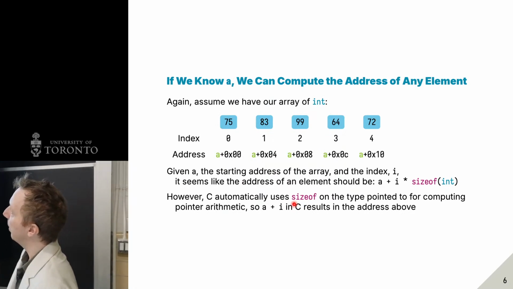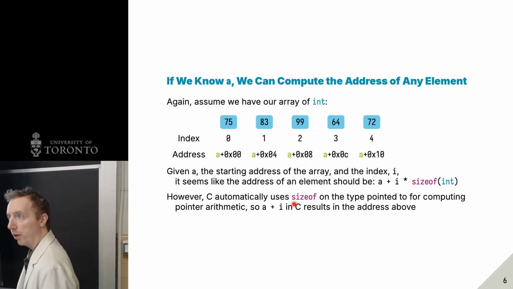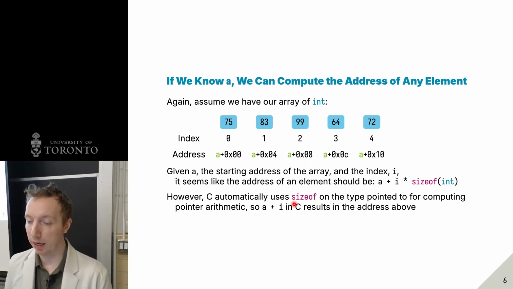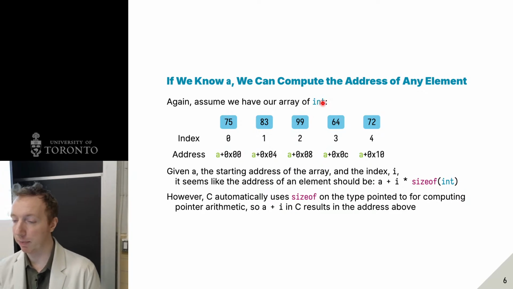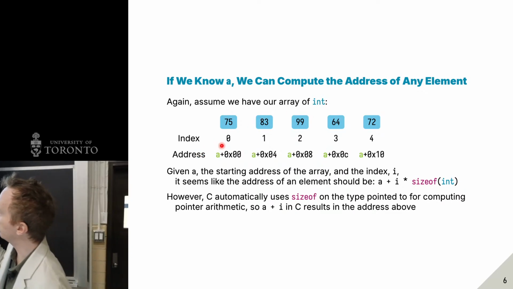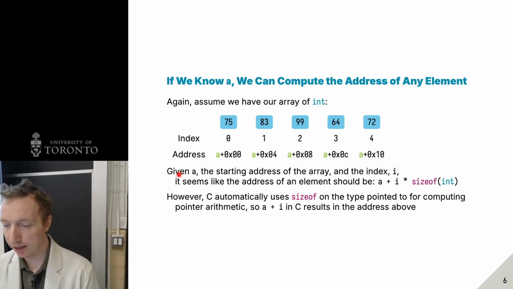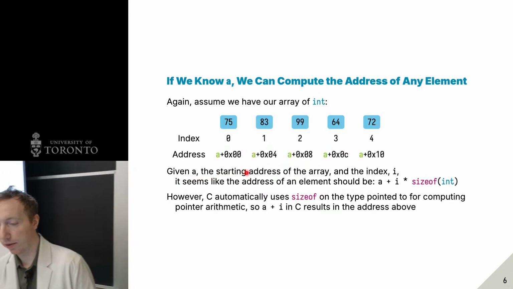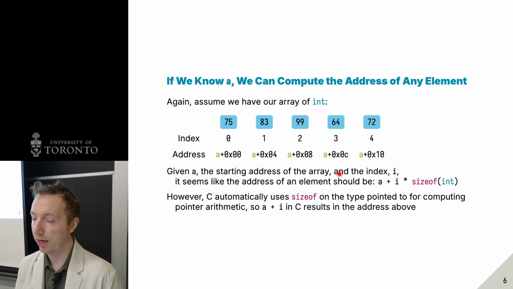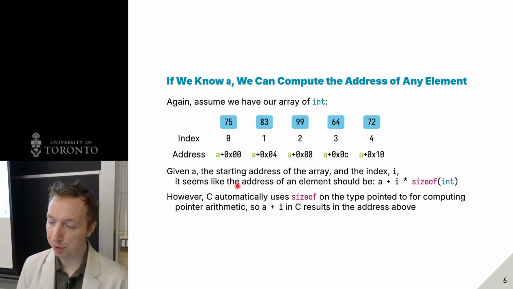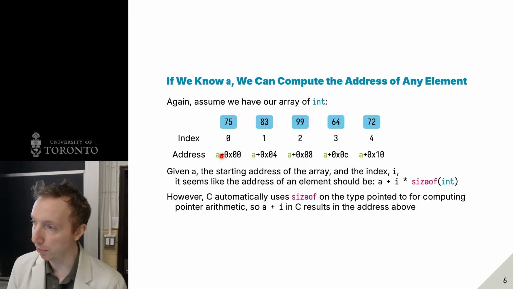The nice thing about knowing A, and just knowing the starting address of the array, is we can compute the address of any element. So again, assuming I have my array of int where it's 5 integers all in a row and it starts at address A, given that starting address A and an index I, I can actually compute what the address of the element should be, right?